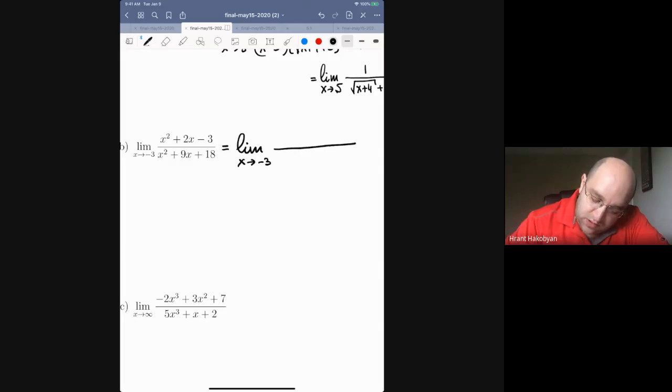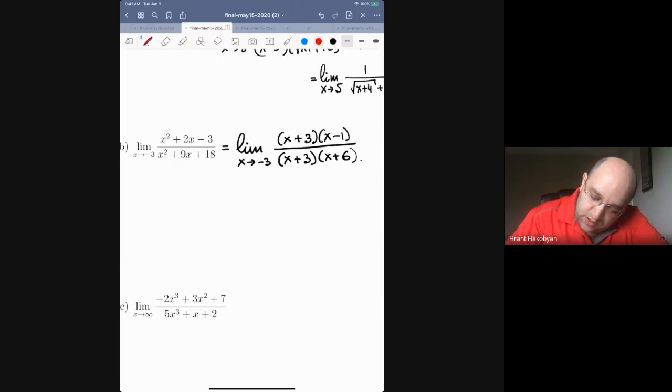So in this case, I'm going to have x squared plus 2x minus 3 is actually equal to x plus 3 times x minus 1, right? So if you multiply it out, you'll see that, well, it's what we have here, because 3 times -1 is -3, and then I have 3x and minus x, that's 2x. And in the denominator, I will have x plus 3, and then times x plus 6, right? So in order to get 18, I have to have 3 times 6.